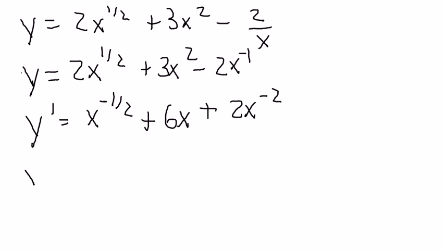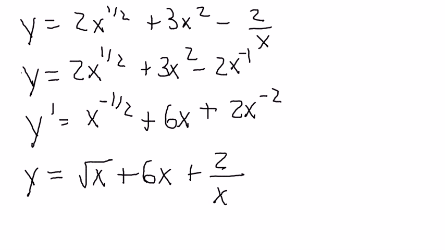And then ultimately you'll see us put it back into the square root of x plus 6x plus 2 over x squared. And that's the derivative of that original polynomial.